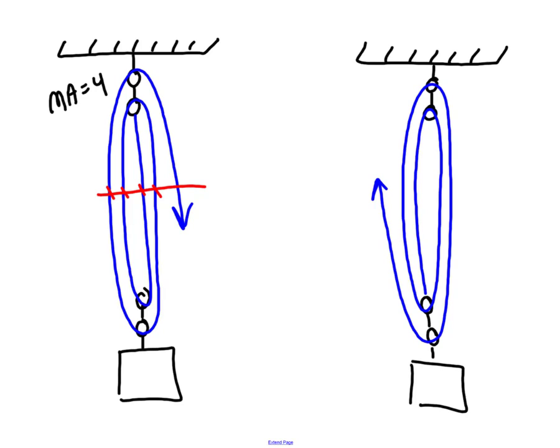We can do the same thing over here. Everything we cut through that doesn't have an arrow on it, we count. 1, 2, 3, 4. Cutting through the arrow. Which way is the arrow going? Is it going away or towards? Going away from the load. So do we count it? Yes. So this one has a mechanical advantage of 5.